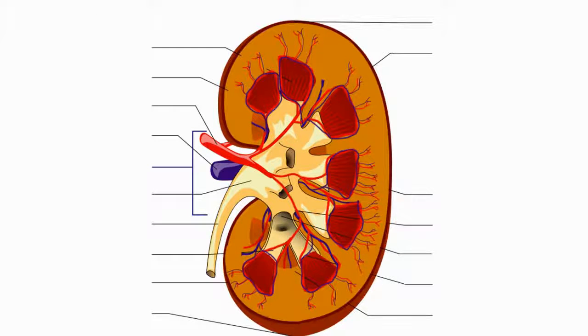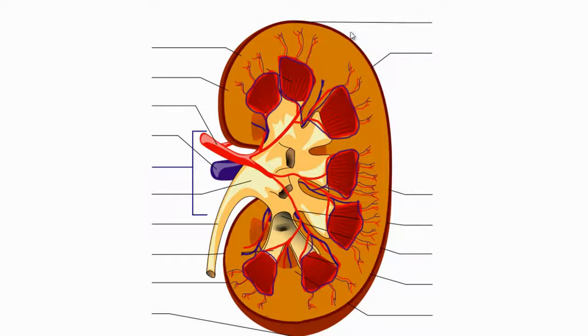So also inside the renal sinus you've got perinephric fat. So if you've watched my tutorial on the capsules of the kidney, you'll know that the kidney is contained in a sort of fatty capsule. So this perinephric fat also passes into the sinus via the hilum.